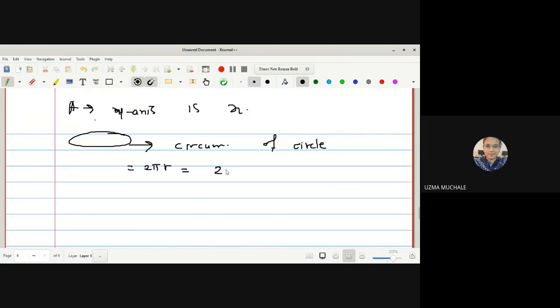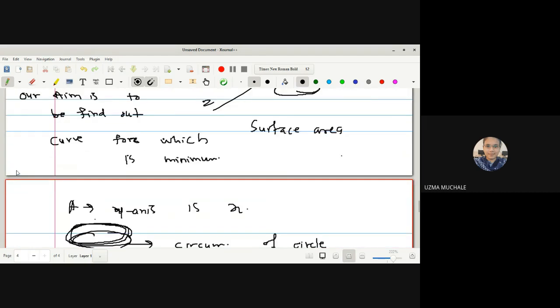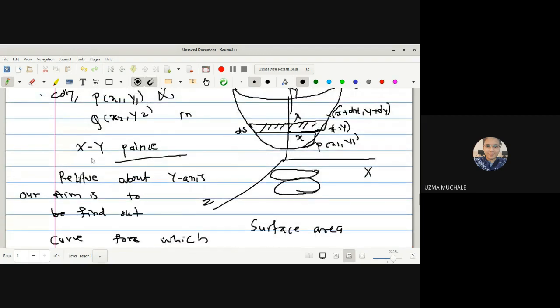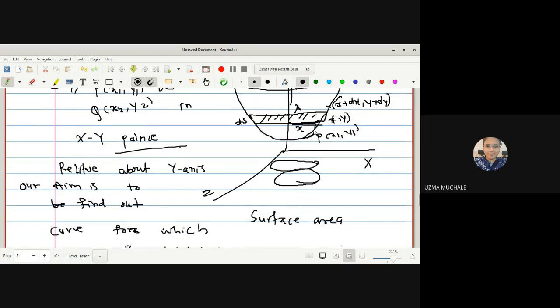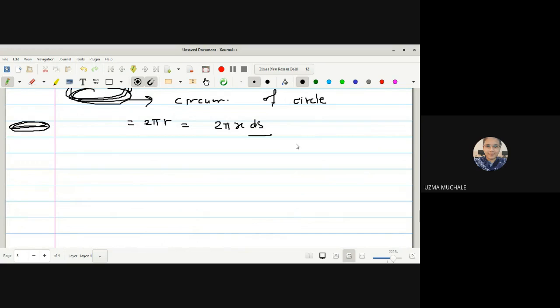2 pi x is now with ds, because we should also take the width. Simply we don't have a circle, we have a width of ds, because up to here it is a circle, but it is not a disc. We can't call it a disc either. That's why we have multiplied by ds, because it is a circle with a width ds. We have considered a little width, right? Just like here we have constructed ds, right? So that's why 2 pi r is what, radius of this is nothing but x. So in place of 2 pi r, we have taken 2 pi x ds.